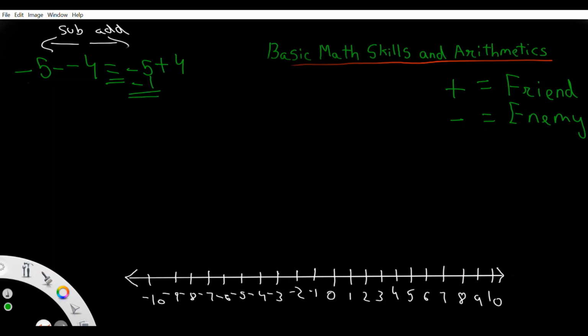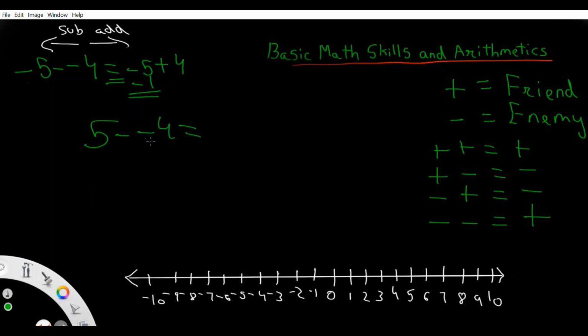Now I like to think of it as positive is our friend and negative is our enemy. So our friend's friend is our friend. Our friend's enemy is our enemy. Our enemy's friend is our enemy, and our enemy's enemy is our friend. So if you have a problem like 5 take away negative 4, our enemy's enemy is our friend, so this turns into a positive. 5 plus 4 is 9.